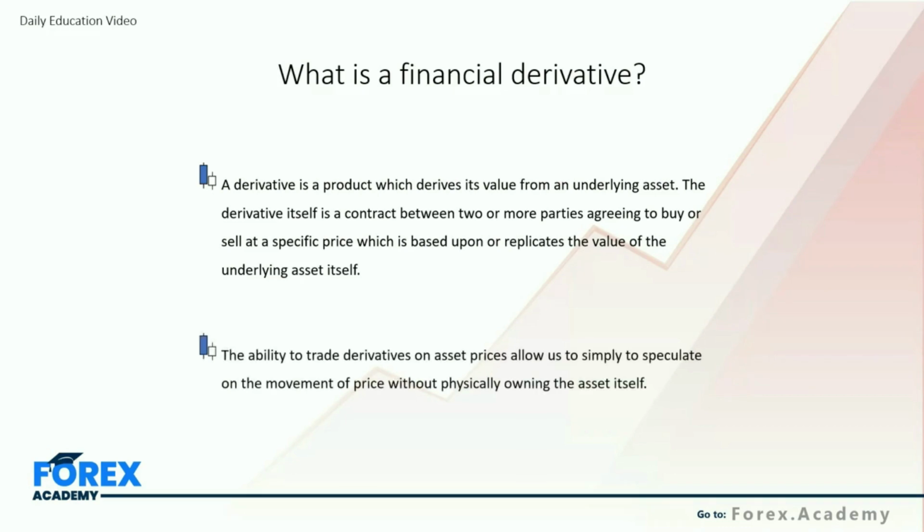The ability to trade derivatives on asset prices allows us to simply speculate on the movement of price without physically owning the asset itself. So you could imagine, if you want to trade the price of oil, it would be quite difficult to physically own a barrel of oil if you wanted to speculate on that price movement. Instead, we can trade something called a CFD, or a contract for difference, to simply agree a contract with another buyer or seller in the marketplace to speculate on the movement of price.